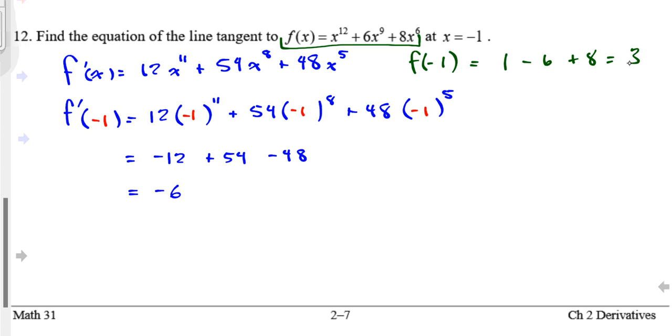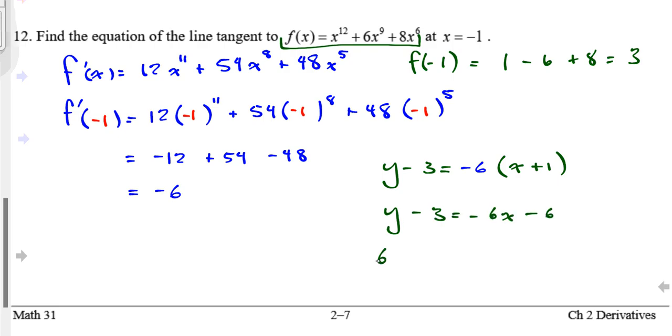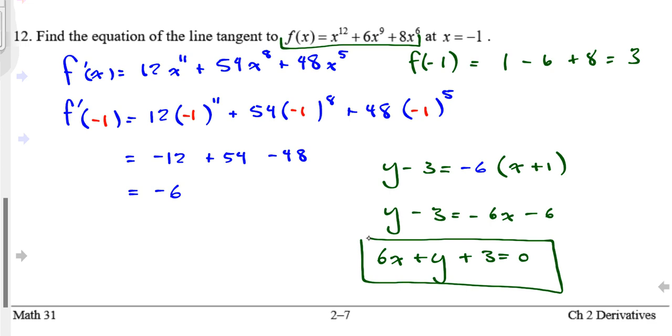And so my equation, y minus 3 equals my slope of negative 6 times x minus negative 1, which will be plus 1. And then I'll rearrange it to put it into general form. And there's my equation.